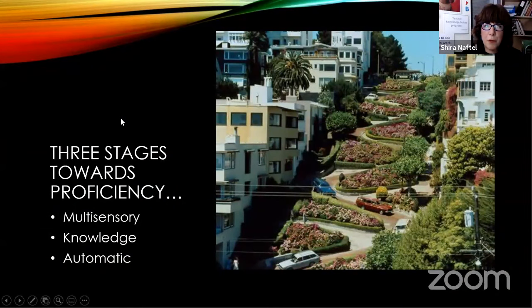Okay, there are 3 stages towards proficiency. And I know I didn't give you all the slides, but I gave you the important slides and I gave you space to write. 3 stages towards proficiency. First is multisensory. And why am I showing this picture? This picture is a picture of Lombard Street in San Francisco, probably in the 1960s or something, if you look at the cars. But in order to be able to drive down this street, first you would have had to learn how to drive a car before you ever got to this street.